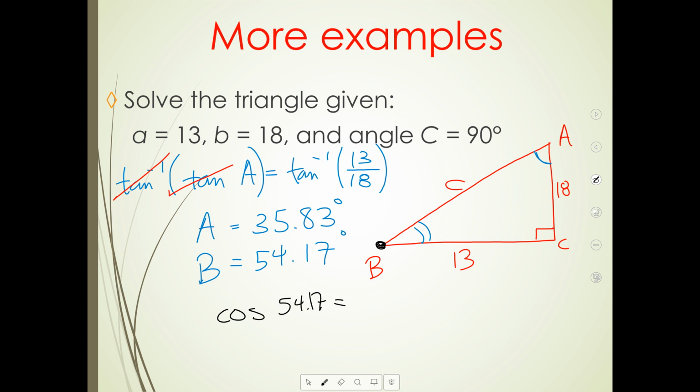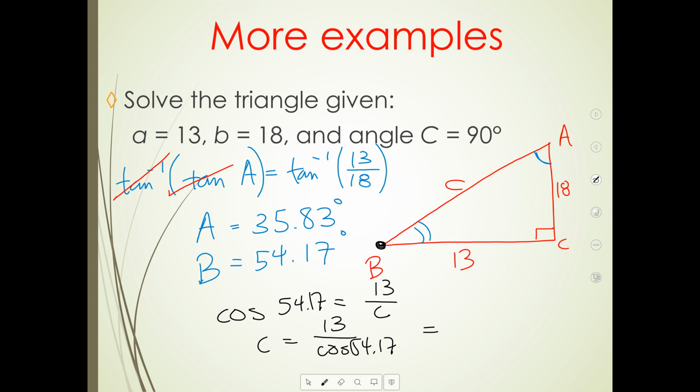Cosine of 54.17 is equal to 13 over C. Adjacent over hypotenuse. Do the switcheroo. C is equal to 13 divided by the cosine of 54.17, which equals, a little help please. And I know already I should get an answer greater than 18. If I don't, I did something wrong. Or you typed it into your calculator wrong. Madeline, you got it?